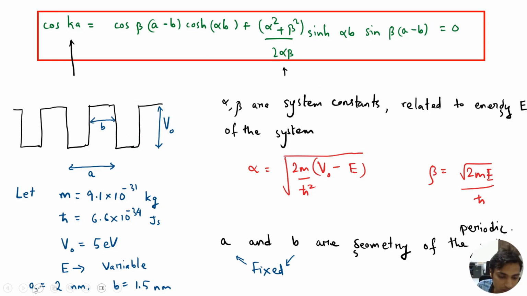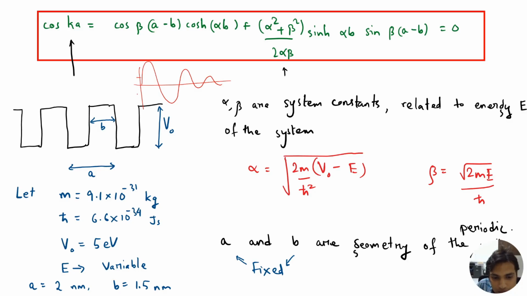So to just draw some rough schematic. The cos Ka can be between -1 and 1 only. But the right hand side, how it looks like is, it looks something like this.